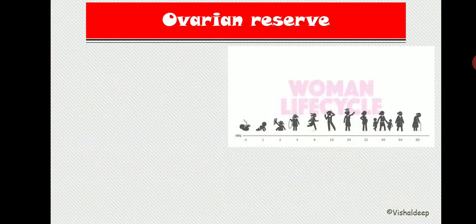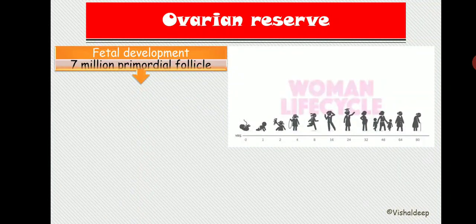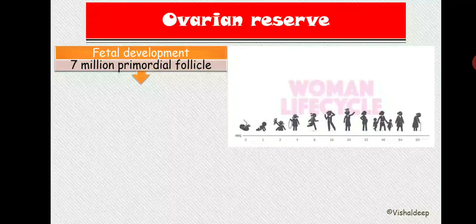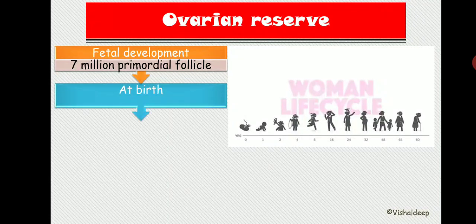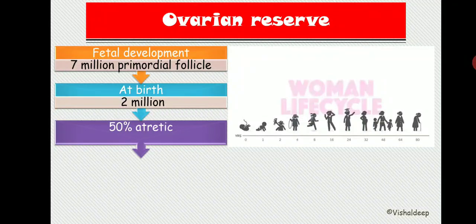Ovarian reserve. Now see, the number of ovarian follicles present when the female is in fetal form: during the fetal life there are 7 million primordial follicles inside the ovary. When that female is born, at the time of birth, it decreases to 2 million. Out of the 2 million, 50% are atretic; they become nullified or undergo necrosis or apoptosis. 50% will be removed and only 1 million remain after that.